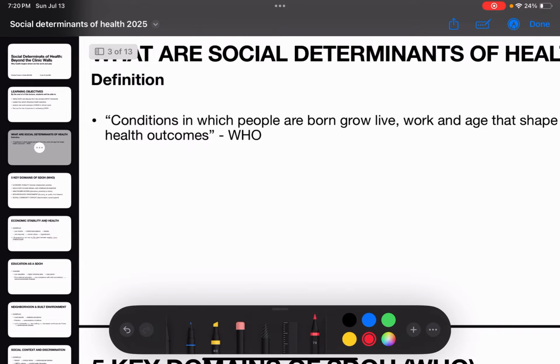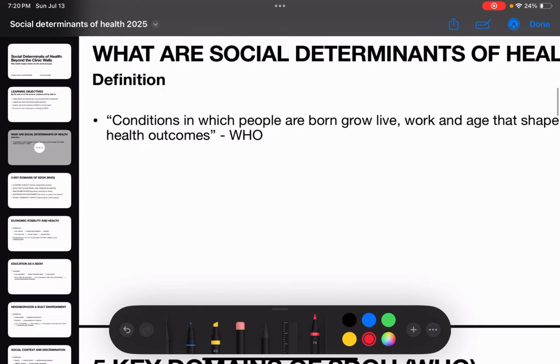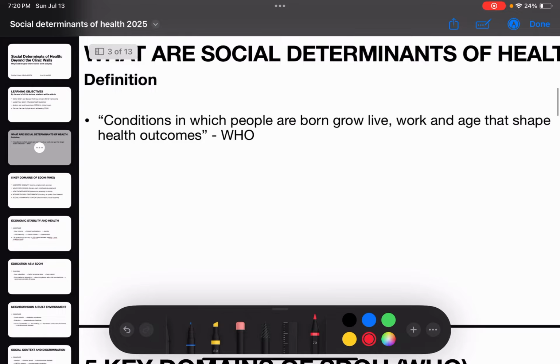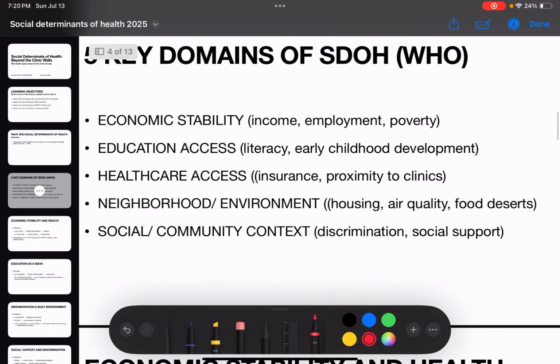So what are social determinants of health? These are conditions in which people are born, grow, live, work, and age that shape health outcomes. There are 5 key domains of social determinants of health. So, economic stability. This refers to employment, income, poverty, social class.